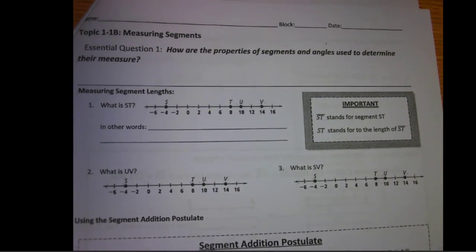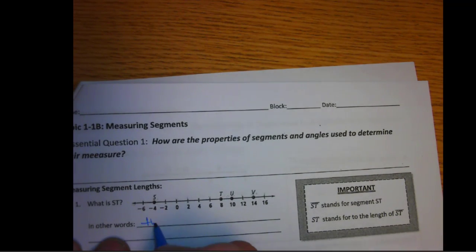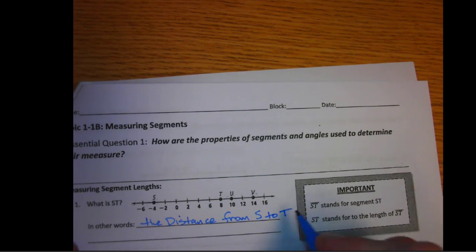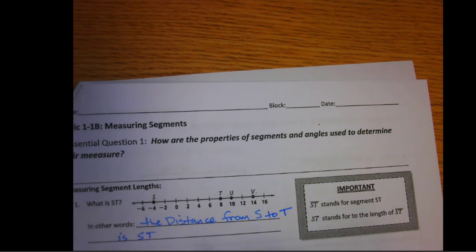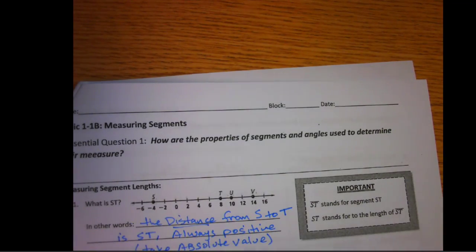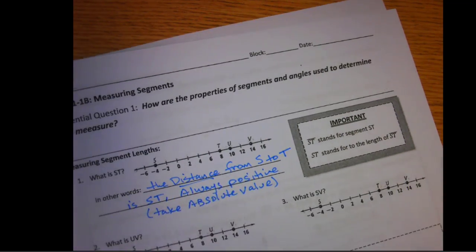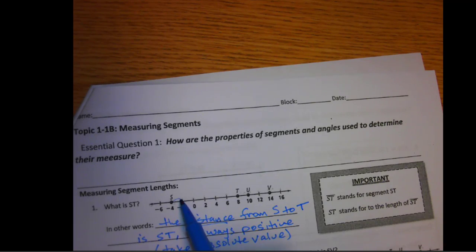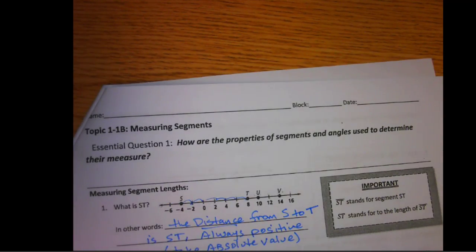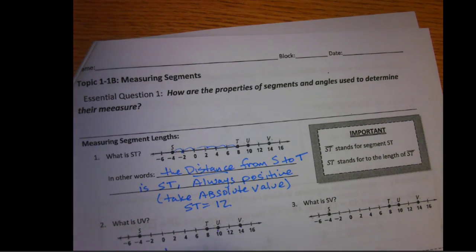Looking at the other side, the B side here, when we're measuring segments, you can just count on the number line. The distance from S to T is how far it is between S and T. We use ST without any marks above it. It's always going to be positive because it's distance. On the number line, we can just count. We're counting by twos, which is the scale, so we find out that the distance from S to T is 12.